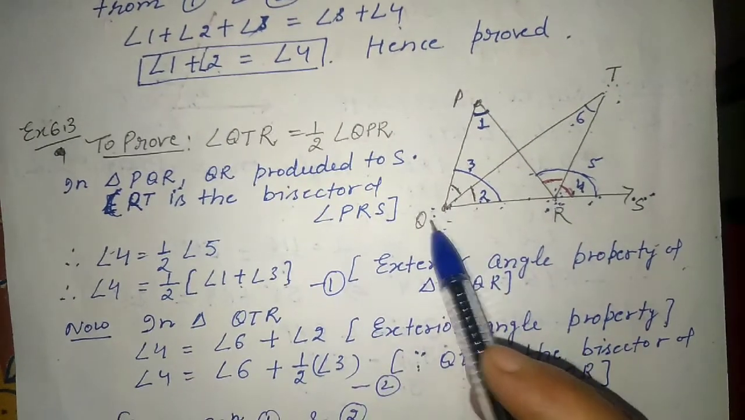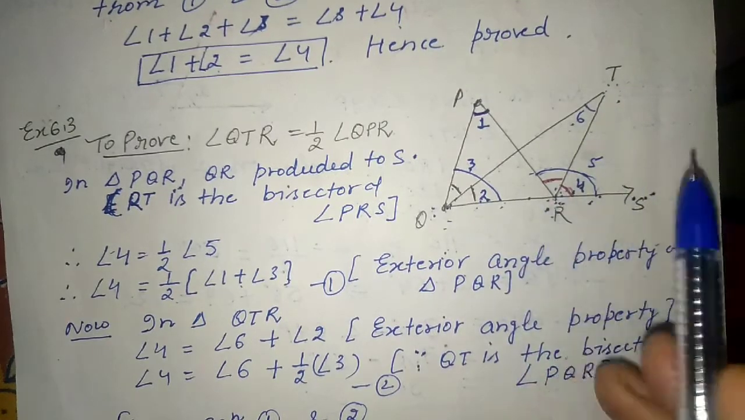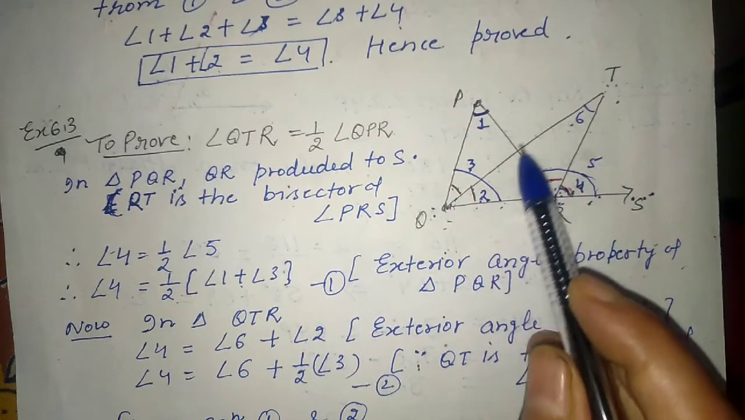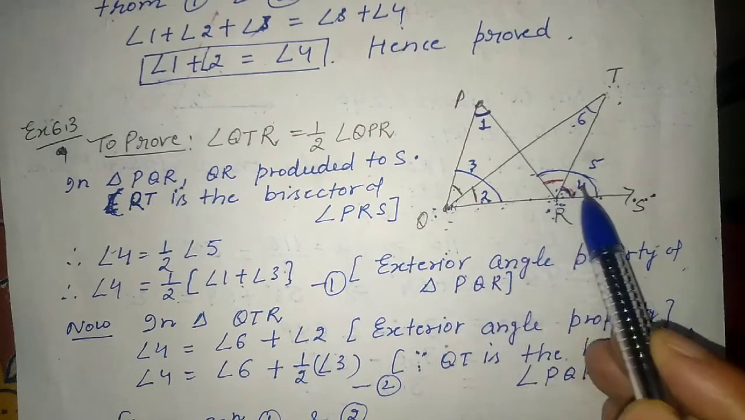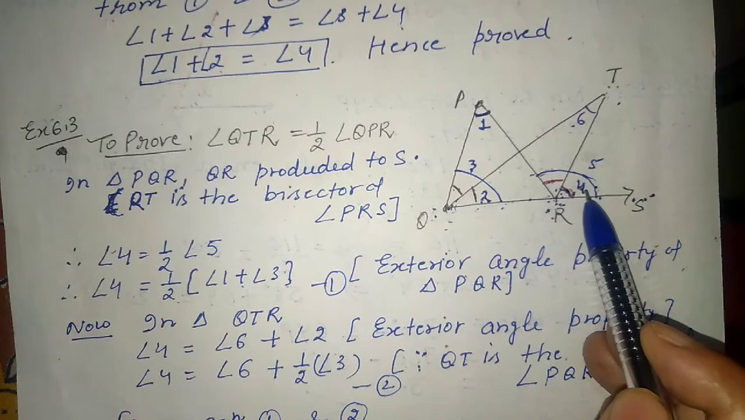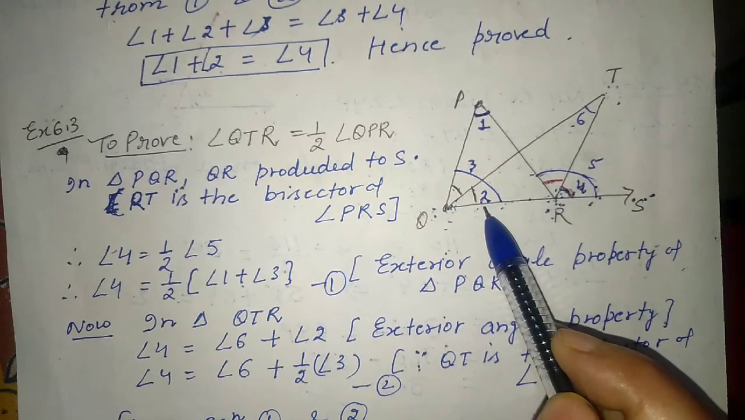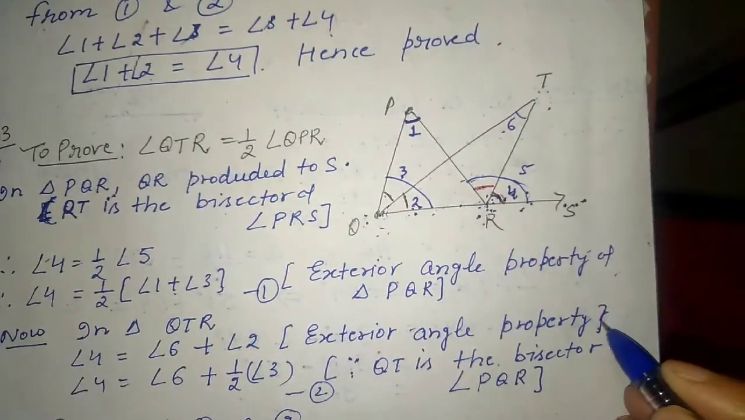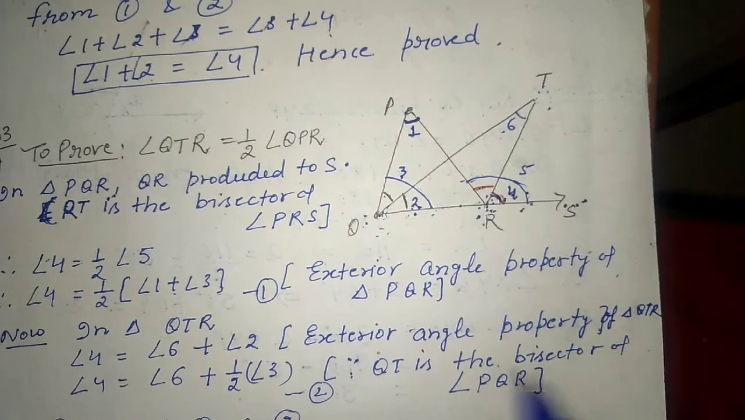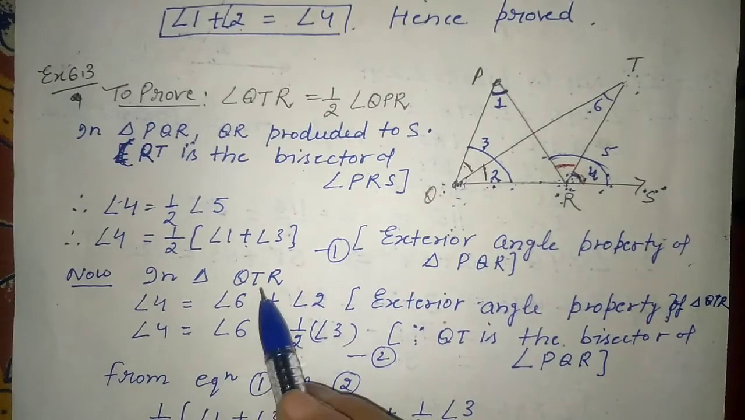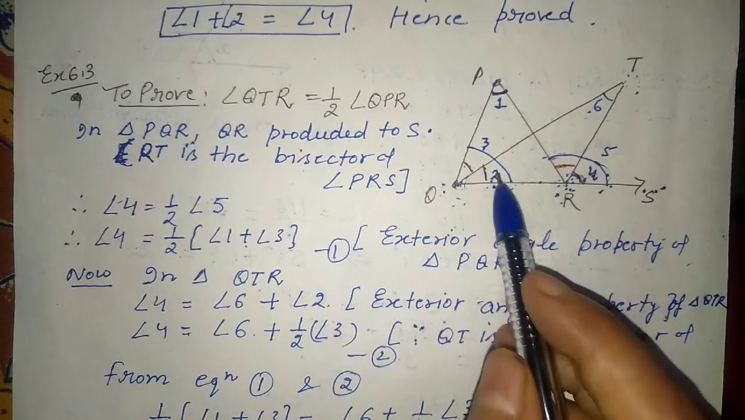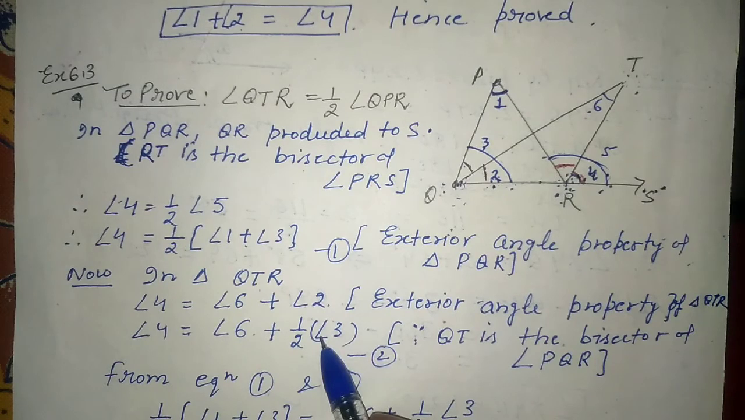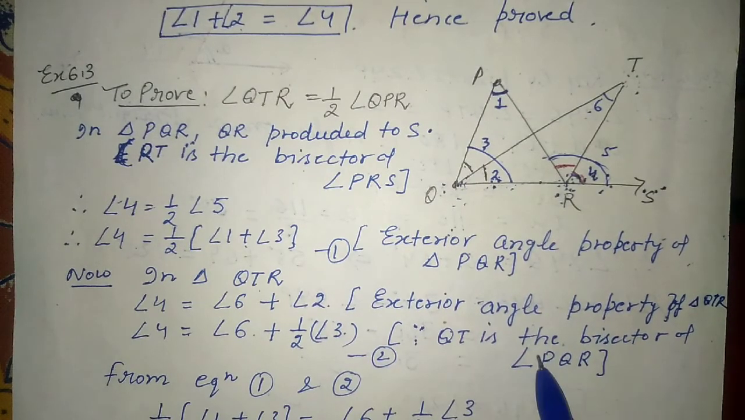Now, in triangle QTR, again we will use the same property. This time angle 4 is the exterior angle of this triangle, and angle 4 is equal to angle 6 plus angle 2. This is the exterior angle property of triangle QTR. Now, this is angle 2, and this angle 2 is half of angle 3, because QT is the bisector of angle PQR.